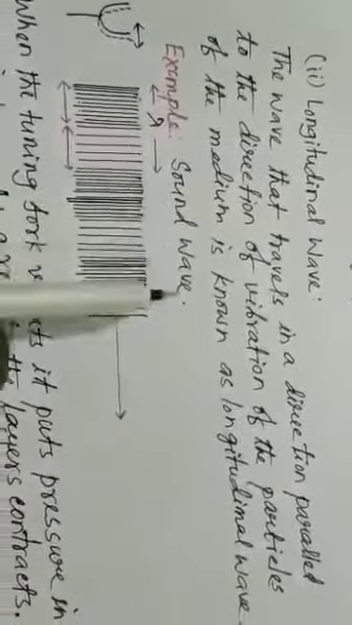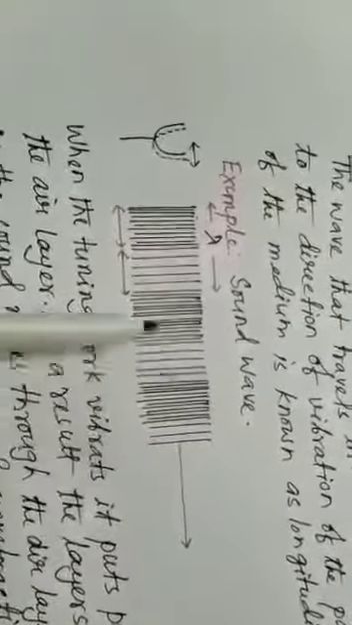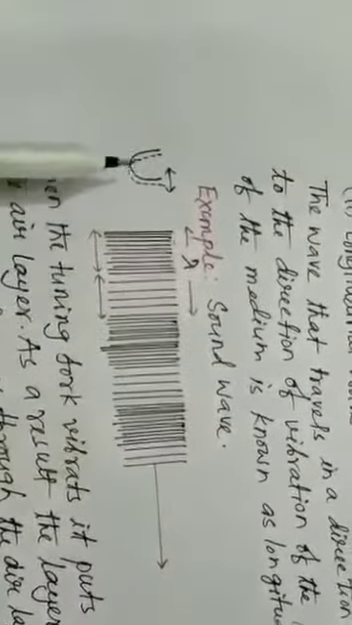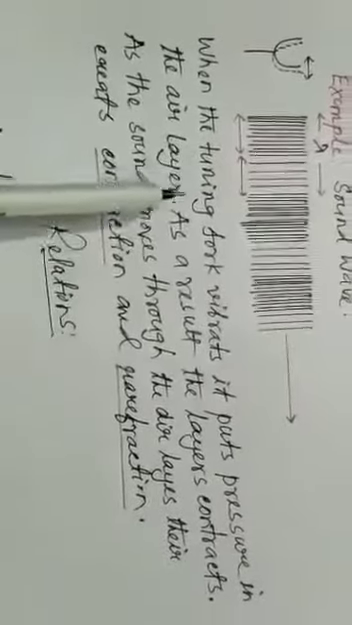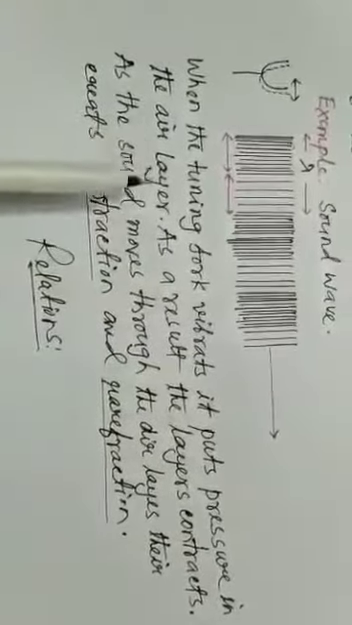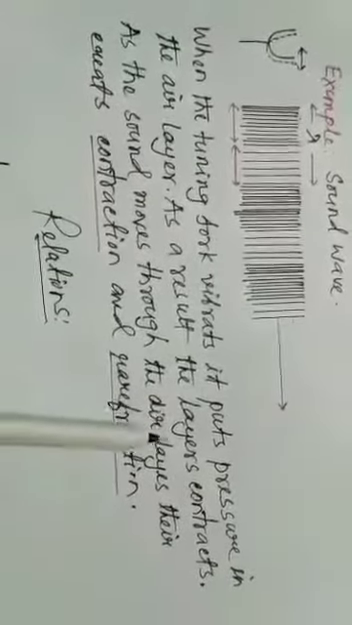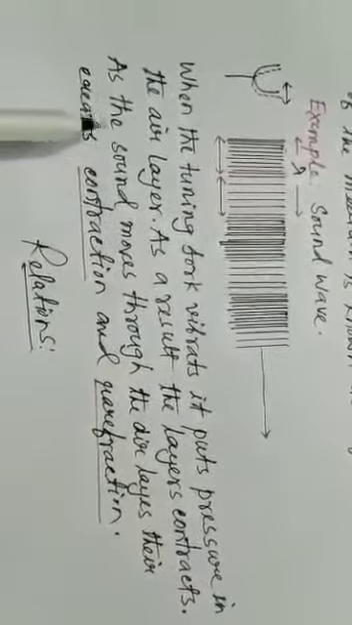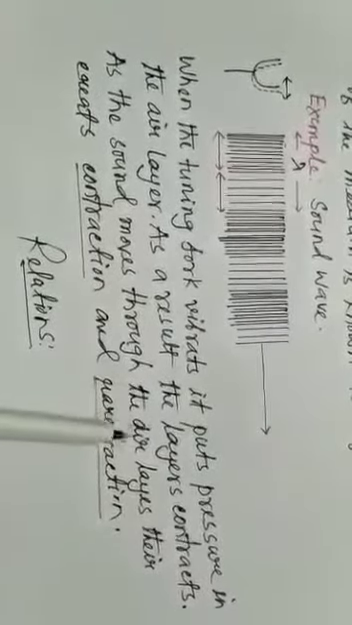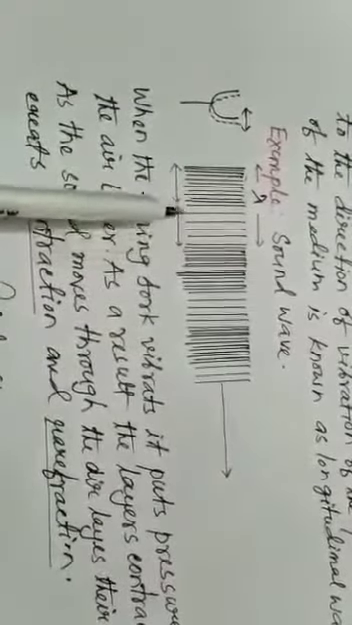Example, the sound wave. As you can see, these are the layers of the air, and there is a tuning fork which is vibrating. When the tuning fork vibrates, it puts pressure on the air layers like this. As a result, the layers contract. As the sound moves through the air layers, there is contraction and rarefaction. There is the contraction, there is the rarefaction.